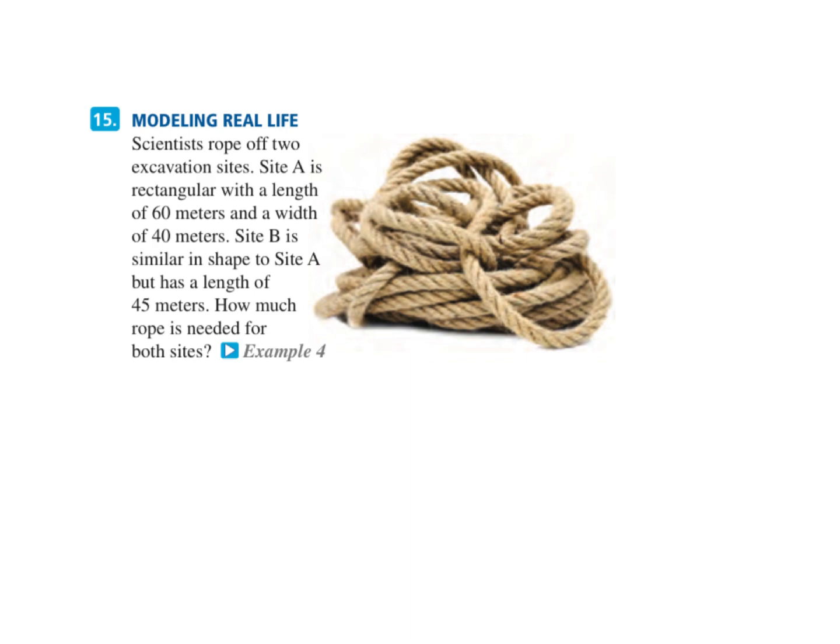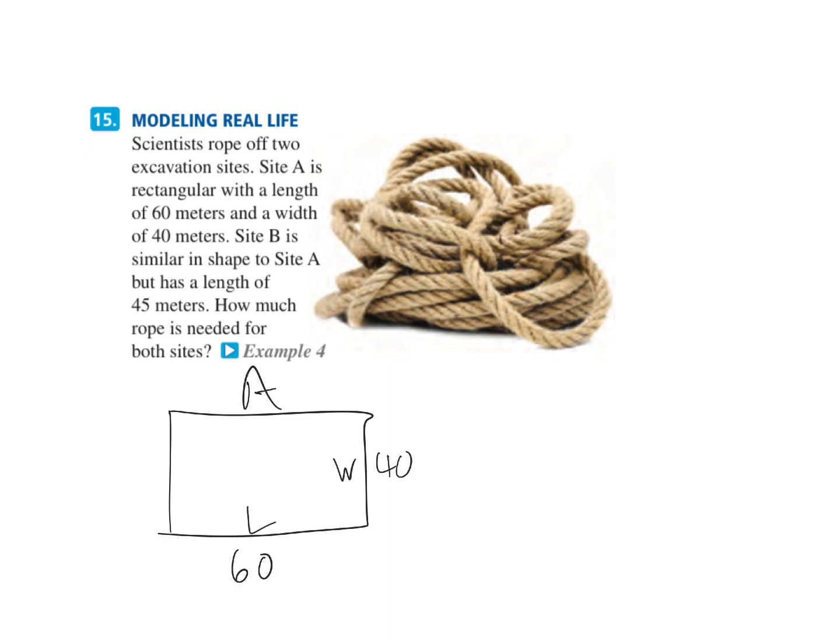Scientists rope off 2 excavation sites. Site A is rectangular with a length of 60 meters and a width of 40. So this is length, width is 40. Site B is similar in shape to site A, but has a length of 45 meters. So it's a little bit smaller. The length is 45 meters, and it wants to know what the width is. How much rope is needed for both sites?